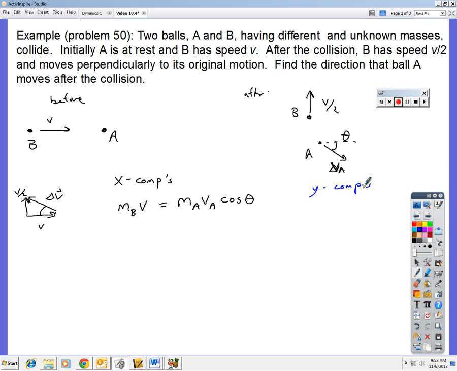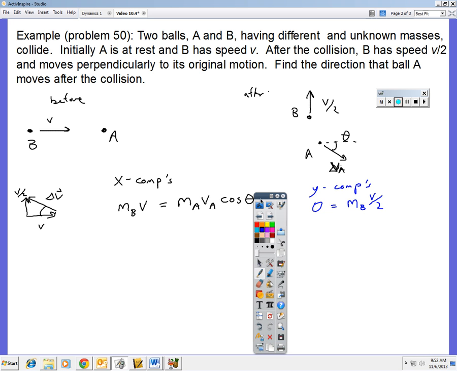And then for the y components, we'll notice that initially neither ball is moving in the y direction, so 0 goes on one side of the equation. And on the other side, we have the y component of B's momentum, so that's m_B times v over 2, plus the y component of A's momentum, which is downward, so we'll make it negative, m_A v_A sine theta.